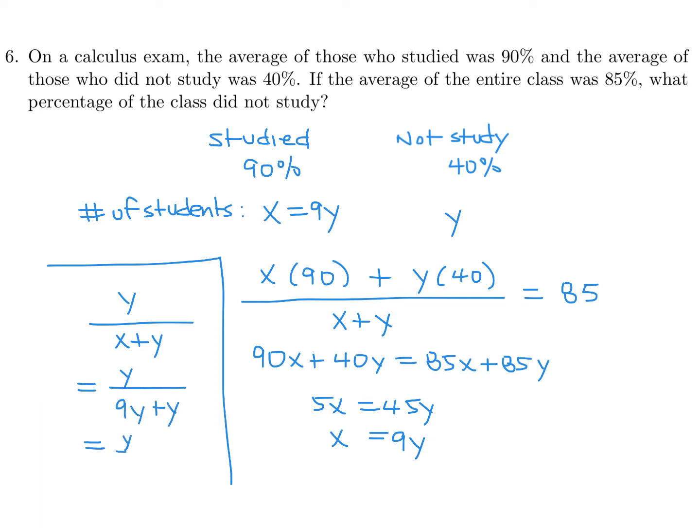So this becomes y over 10y. The y's cancel, and you get left with 1 over 10. So 1 over 10 represents the fraction of the class that did not study. In terms of our percentage, that is, of course, 10%.